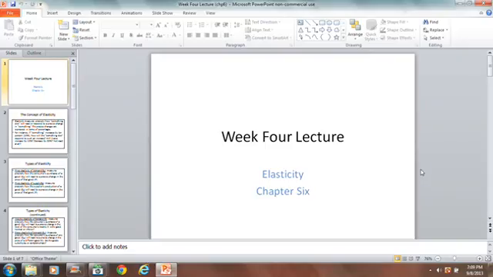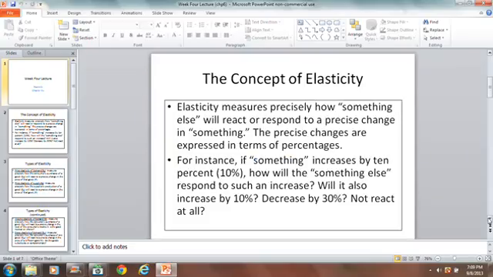inquiry in the chapter. The first thing we'll look at in this chapter is the concept of elasticity itself. Elasticity is a concept that gives precision to our results, so it's very useful. Elasticity, the term, implies flexibility or stretching, and so it is telling us how something is reacting or stretching in response to something else.